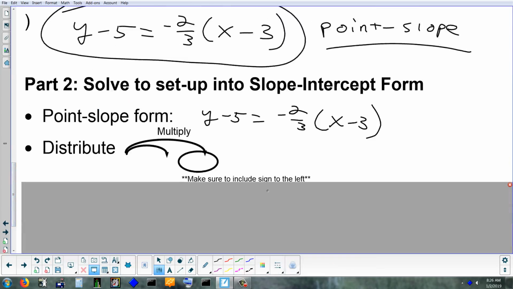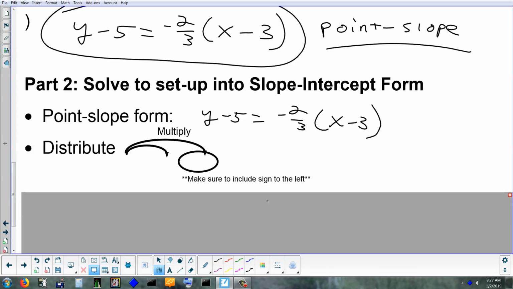So that's our point slope form. Now we've got to get y by itself, so we're going to do two things. Usually you have to move a number to the other side, and you have to do distributive property. And that's pretty much the only two things you ever have to do. You always do distributive first.